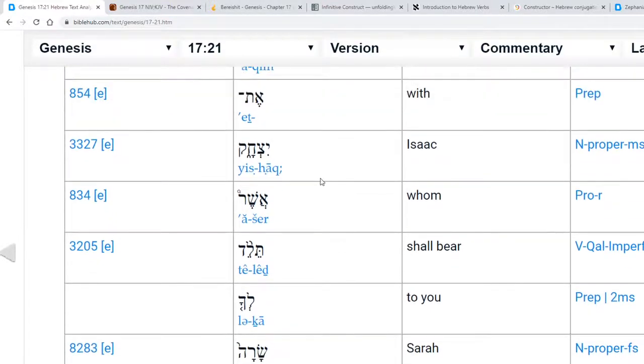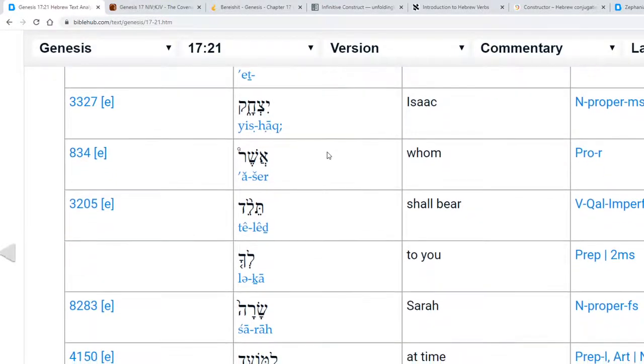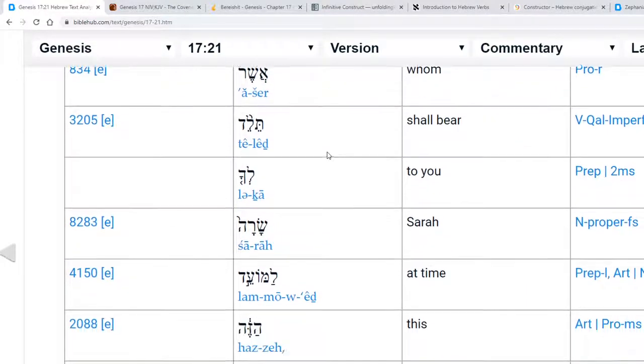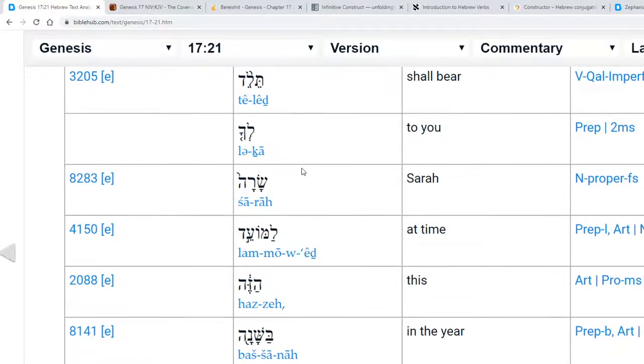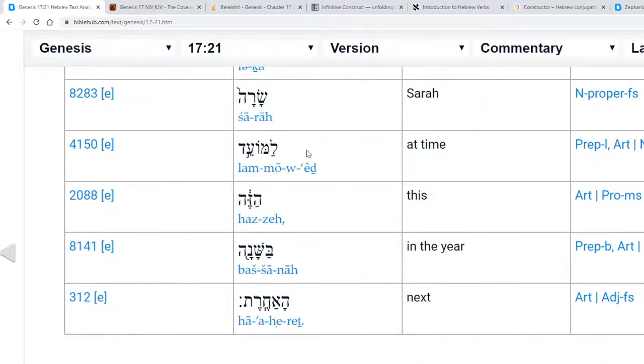Yeah, I guess it would be with if it's the preposition. Yitzchak, his name. Asher is the relative pronoun. That, right? Whom, which. Teled, shall bear. This is in the feminine, so it's talking about Sarah, right? Teled, shall give birth to, right? Lecha, for you, right? Prepositional lamed. This is the second person masculine singular, right? The verb to bear is in the feminine, so it's talking about Sarah, right?